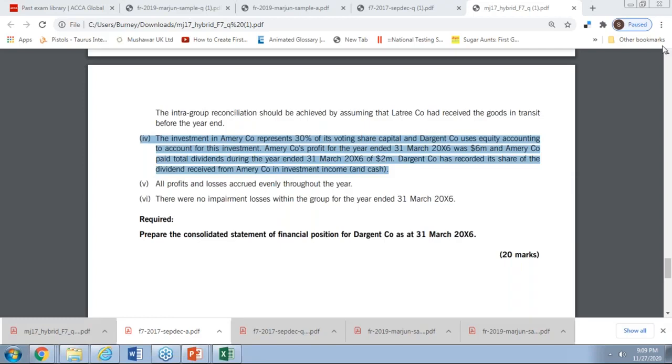Yes, the right answer is 5,700. Very good. The right answer is 5,700. What if the parent or subsidiary purchase goods from the associate? Then there will be no adjustment in investment in associate. It will affect the retained earnings and inventory.